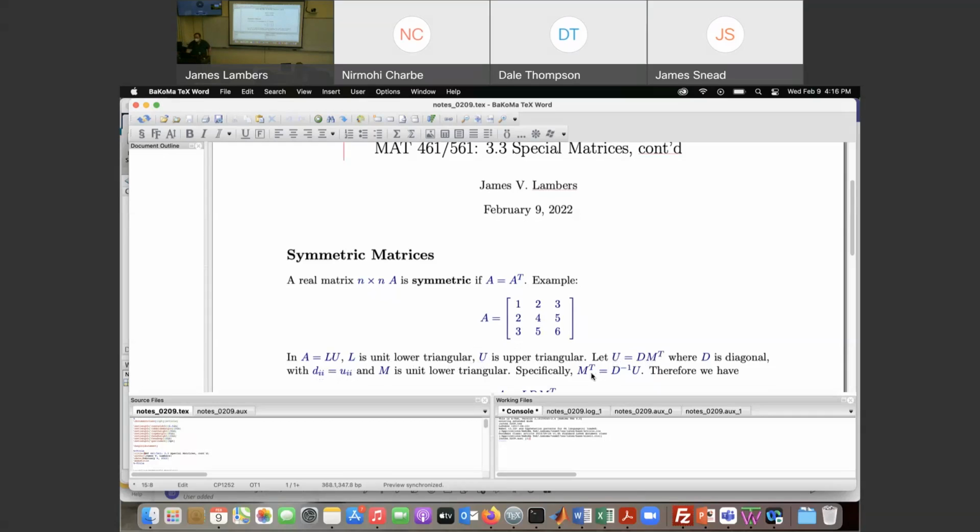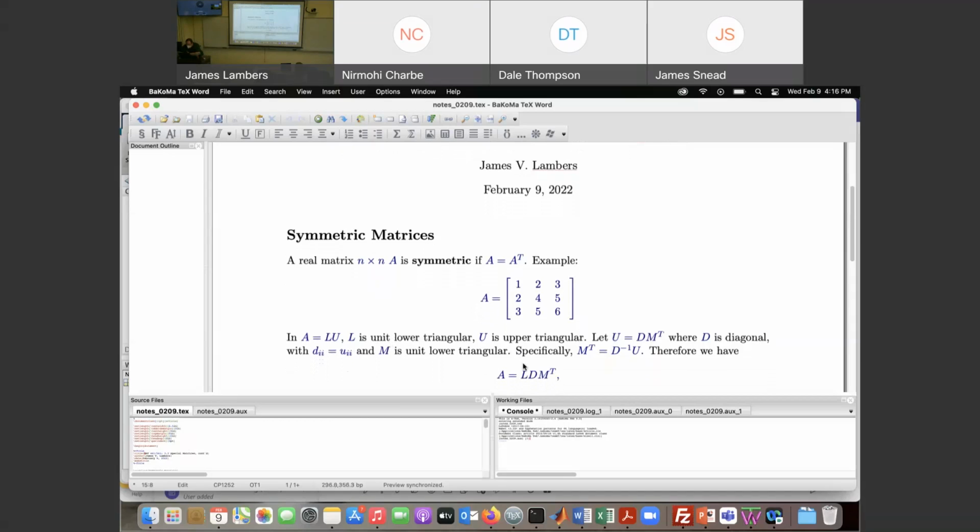In fact, here's a formula for M transpose. It would just be D inverse times U, assuming that all these diagonal entries are non-zero. Otherwise, we couldn't solve the system anyway. So now we have this factorization of A: unit lower triangular times diagonal times unit upper triangular. And this is sometimes referred to as the LDM transpose factorization.